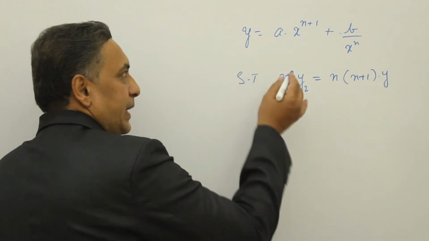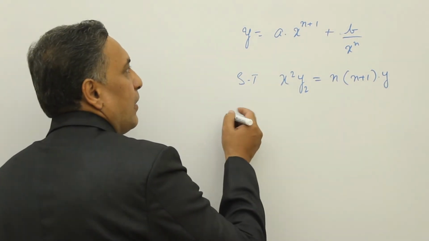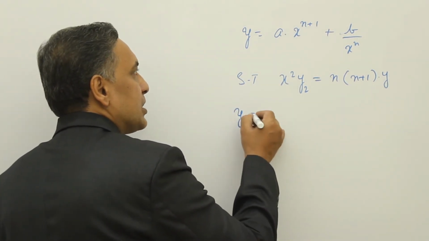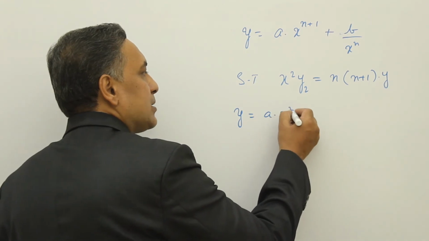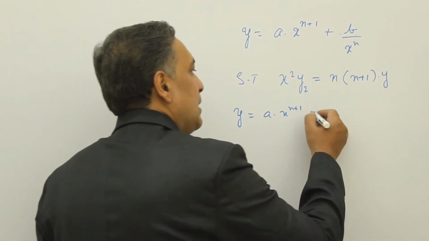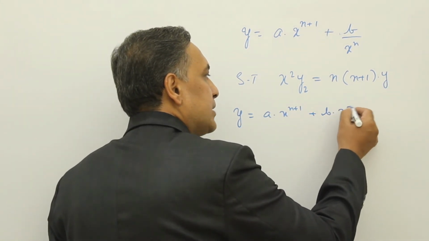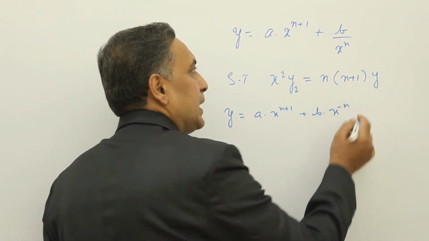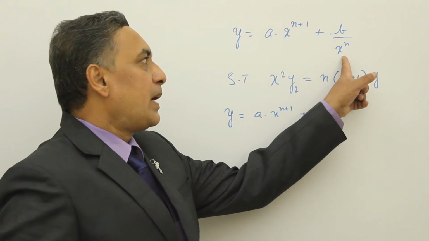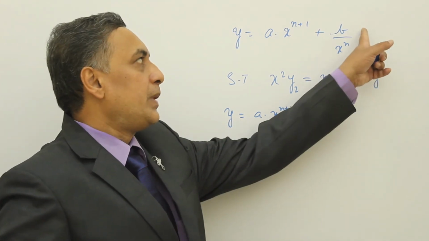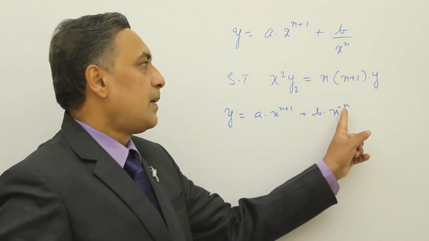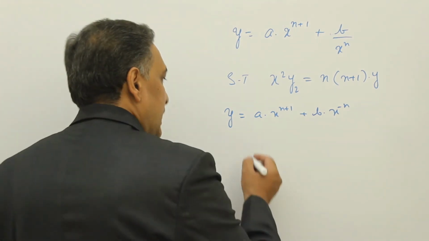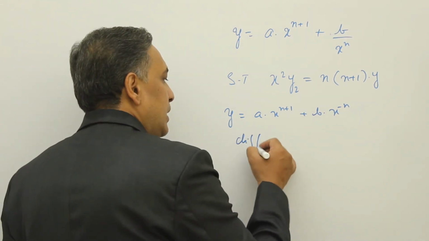We can directly differentiate this, or you can rewrite the equation as a into x to the power n plus 1 plus b into x to the power minus n. That is because if x to the power n in the denominator goes to the numerator, it becomes x to the power minus n. So differentiate this with respect to x.